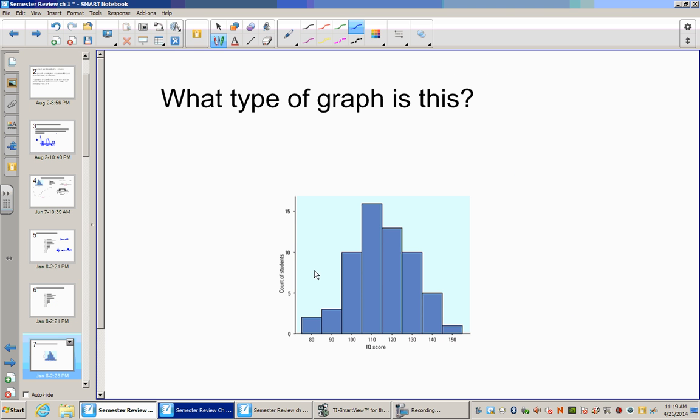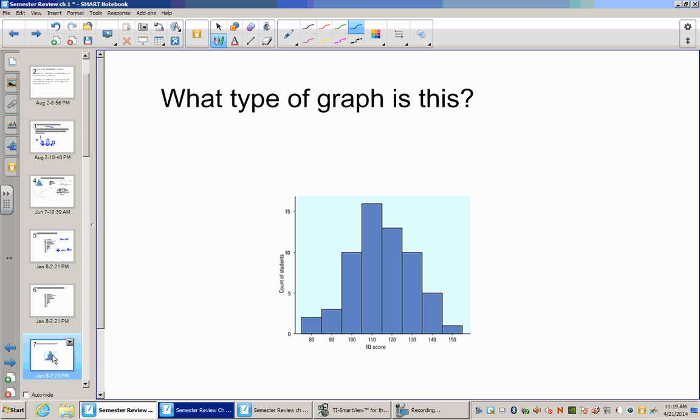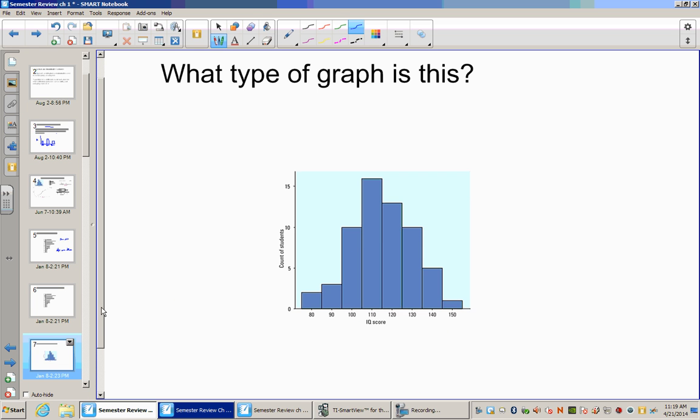Now this is a histogram. A histogram is different from a bar graph. A bar graph is used for categorical variables, and a histogram is different because the boxes are touching each other. There are no gaps. And again, you're using quantitative variables rather than categorical variables. So this is a histogram.